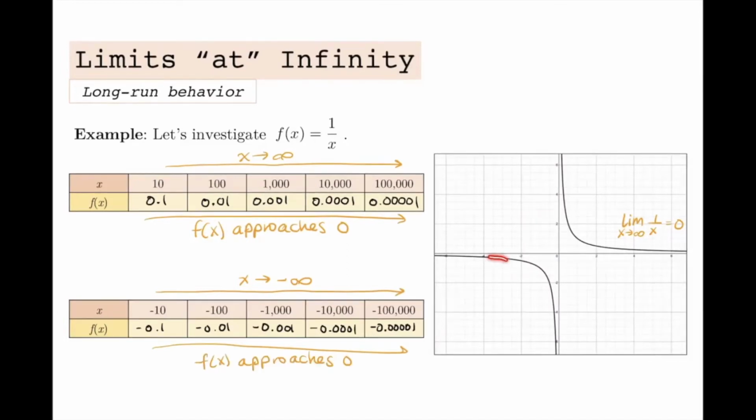Again, that makes sense with our graph. The function is below the x-axis, so it will get closer to 0, but with negative numbers. So we would write here that the limit as x approaches negative infinity of 1 over x is also equal to 0. And again, based on these two limits here, we would say that the function f of x equals 1 over x has a horizontal asymptote of y is equal to 0, or the line y equals 0.